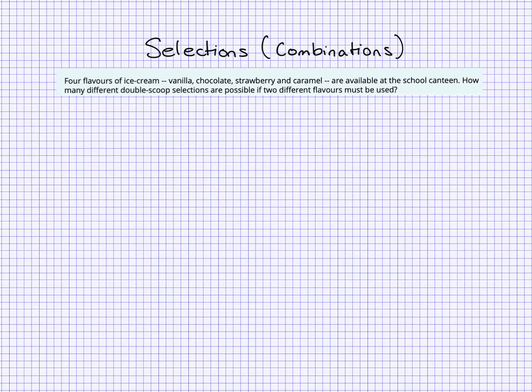Okay, so we can just write them out. We could go vanilla chocolate, vanilla strawberry, vanilla caramel. We could go chocolate vanilla, chocolate strawberry, chocolate caramel. We could go strawberry vanilla, strawberry chocolate, strawberry caramel. Or we could go, oh yeah, it was chocolate caramel, wasn't it? Yep. Caramel vanilla, caramel chocolate, and caramel strawberry. Now I didn't double up because it said 2 different flavors, not 2 of the same.